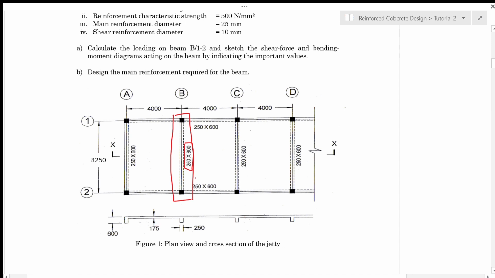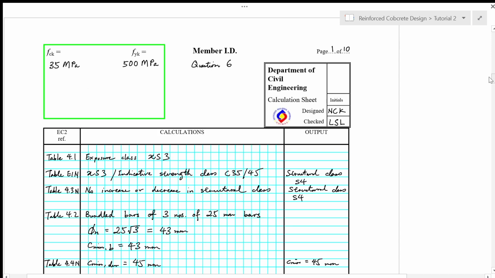And then from the cross section XX view, we can see that the thickness of the slab is 175 mm. So we are going to calculate the loading on this beam here, which is beam B12, based on the concrete thickness of 175 mm and also the beam of 250 by 600 mm. So the first step in the calculation is to determine the exposure class.